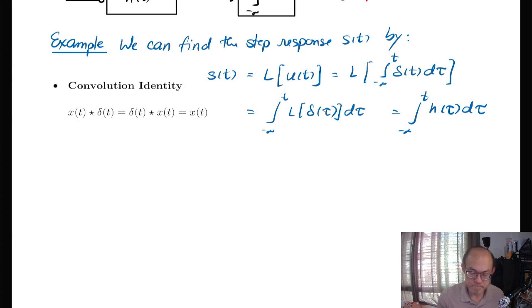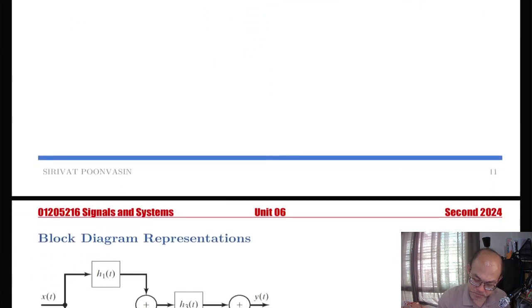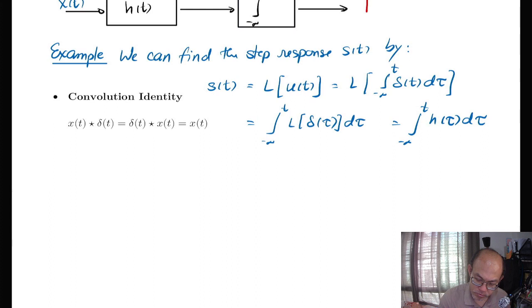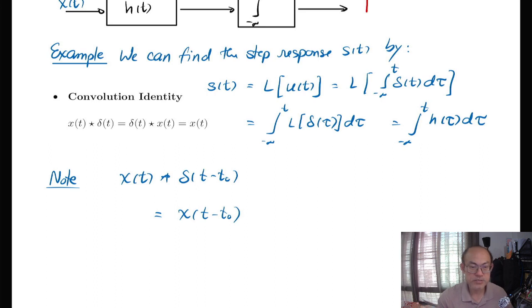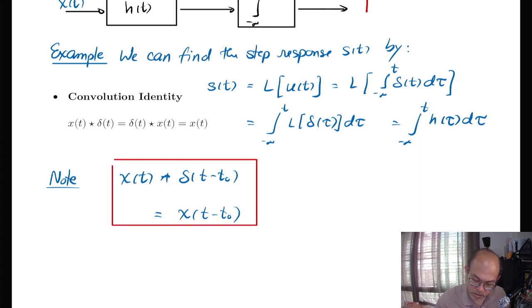Okay. Right. Also, we note that if we convolve x with delta of t minus t0, the result would be x shifted by t0. Okay, this may come in very helpful in the future.